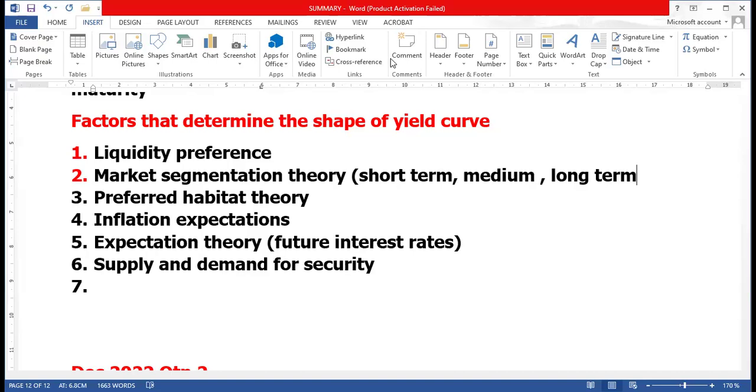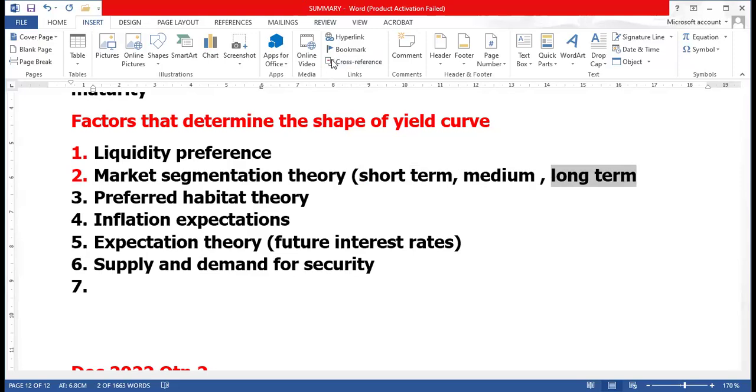Since each segment has its own demand and supply, you are going to find that the interest rates are determined independently in each segment. So the interest rate for short term can't be the same as medium, can't be the same as long term. Remember, you're putting the yield on the vertical axis. That yield is as a result of interest rate. So since those interest rates are different, automatically the shape of the yield curve is also going to be different. Okay?